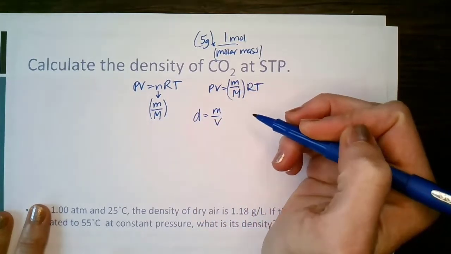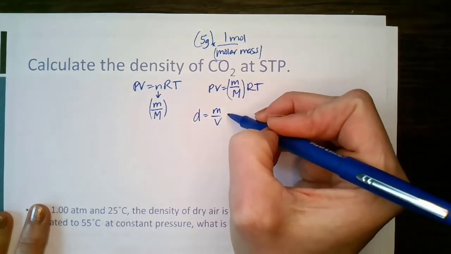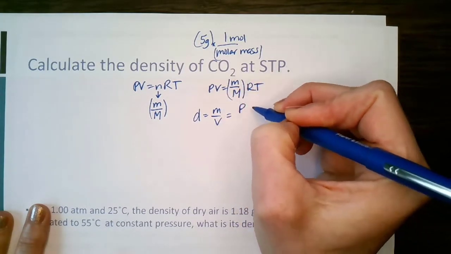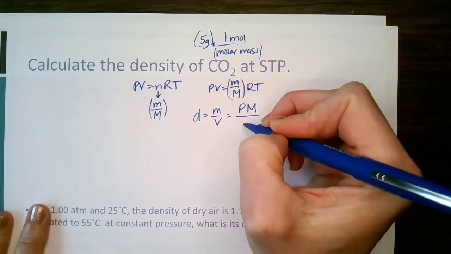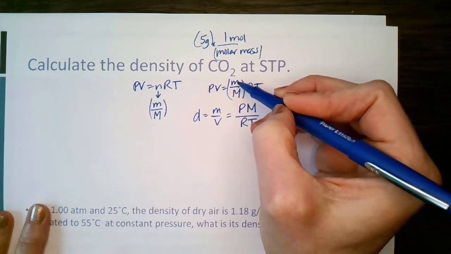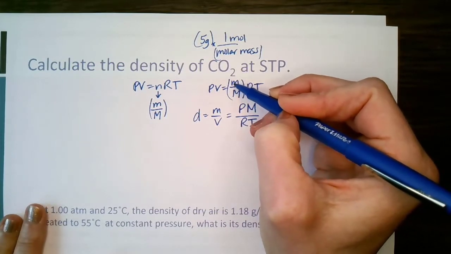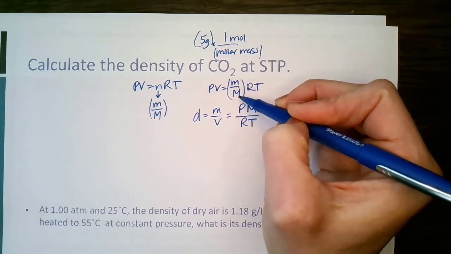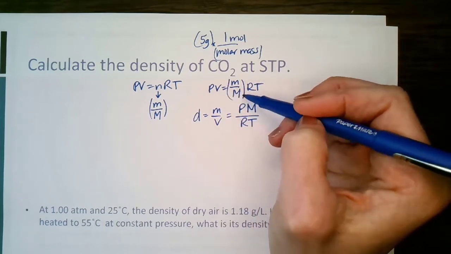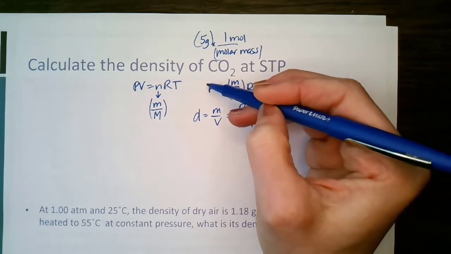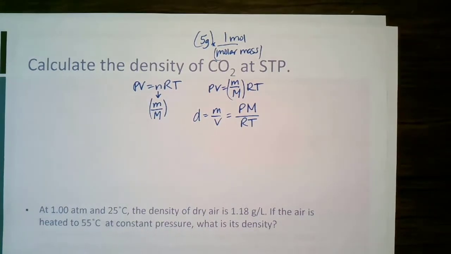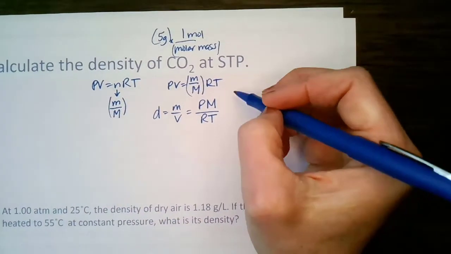We also know that density is mass divided by volume. So we can rearrange the gas law here to give us P times M over RT, because density is mass divided by volume and we said n is little mass over molar mass. To rearrange, I divide both sides by RT and multiply by capital M, so I would have PM over RT.